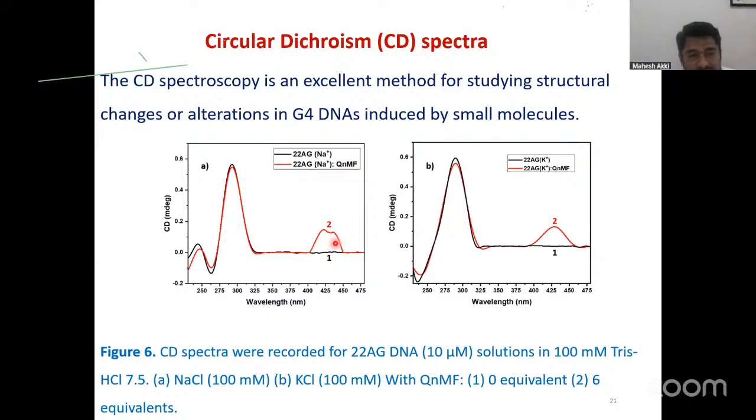In contrast, the 22AG G-quadruplex, when present in KCl solution, forms the hybrid structure. Here in the hybrid structure, in the presence of KCl, it exhibits a strong negative band at around 240 nanometers. Importantly, the positive band corresponding to the probe at 400 nanometers remains unchanged, strongly suggesting that the probe QNMF does not interact with this hybrid G-quadruplex configuration.